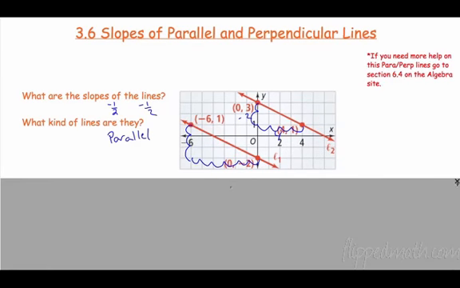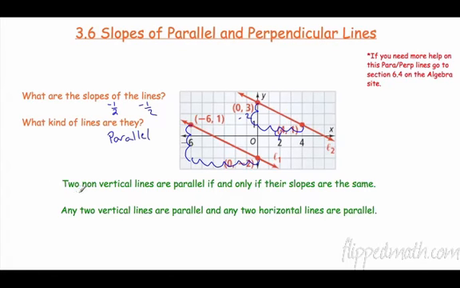Great. All right. You hopefully remember this. We've been doing some application and extension stuff that you should have been seeing as well, so it shouldn't be a shock. But here's a big one. Two non-vertical lines are parallel if and only if their slopes are the same. So here the slopes were negative 1/2. If they're exactly the same, the lines are going to be parallel. Any two vertical lines are parallel and any two horizontal lines are parallel.